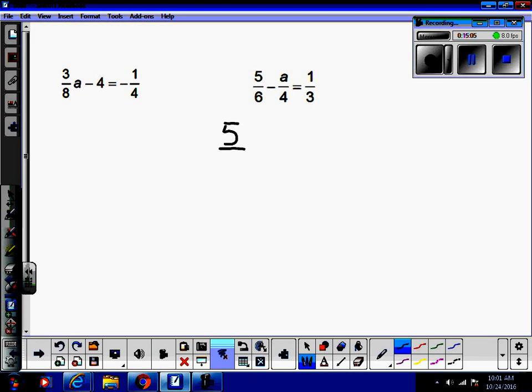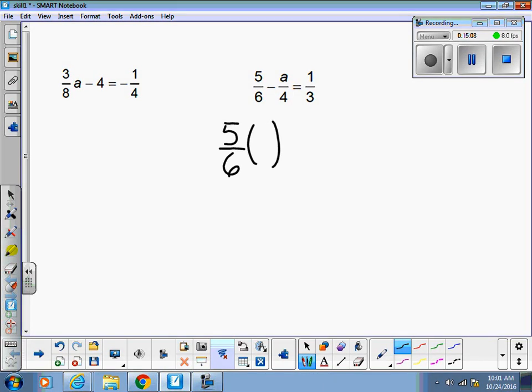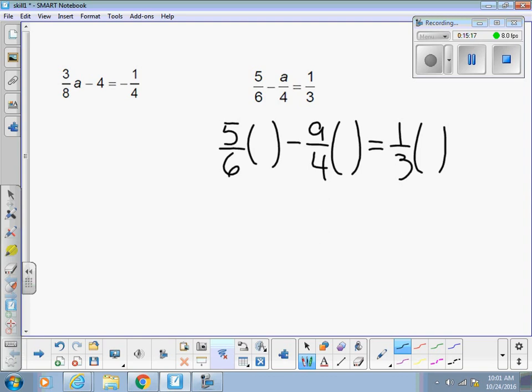So again, here we have 6, 4, and 3. In this case, we can turn all of them into 12. So 12 will become our LCD. So I'm going to rewrite this. We are going to multiply each one by 12 over 1, since our LCD is 12.